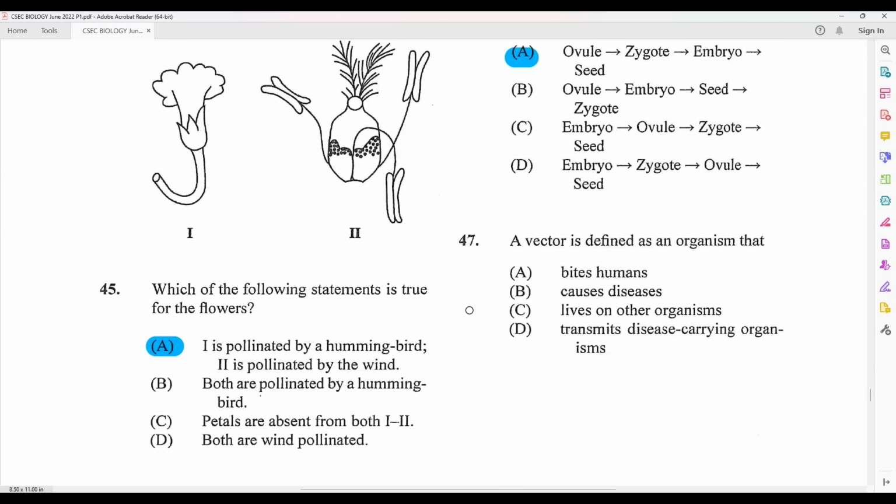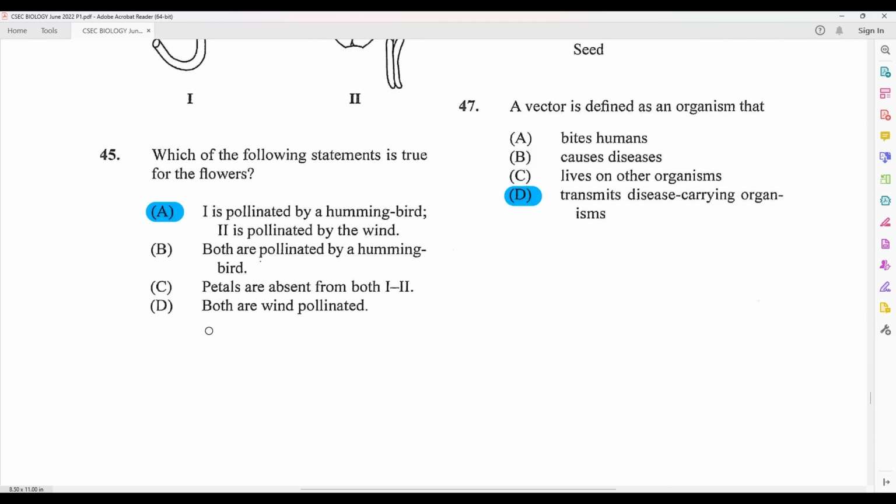47. A vector is defined as an organism which carries or transmits disease-causing organisms, or disease-carrying organism, as the answer presents it. 47 is D.